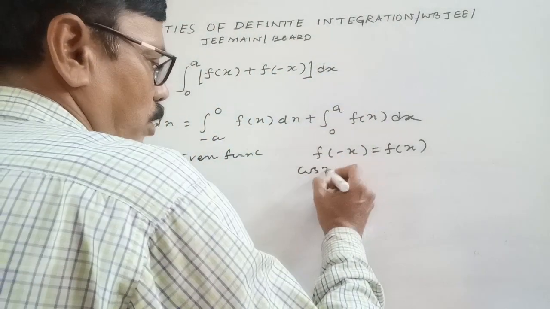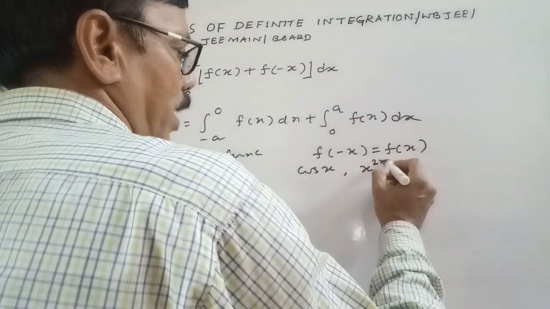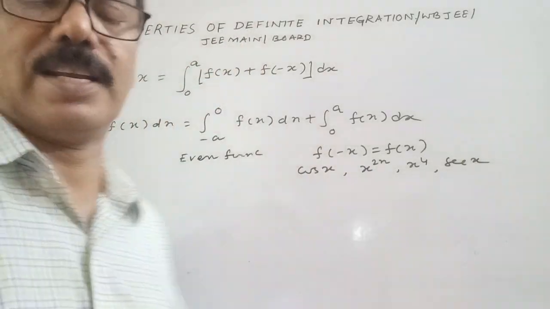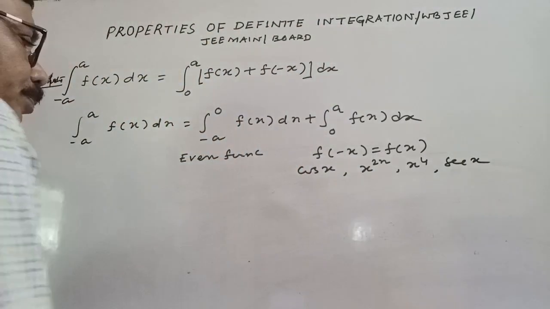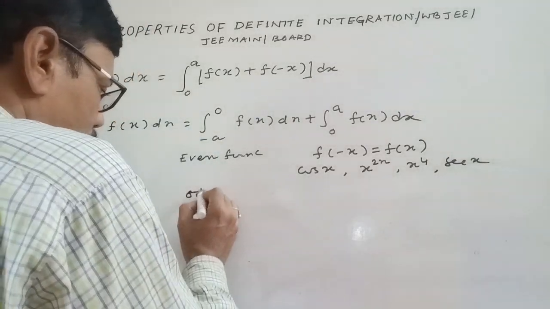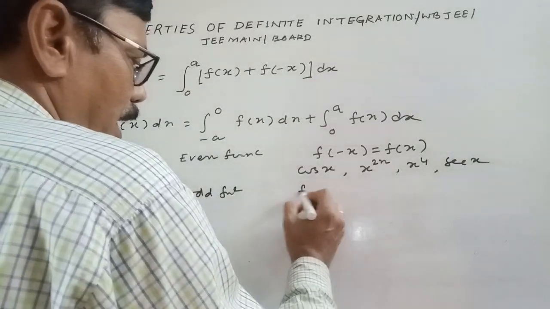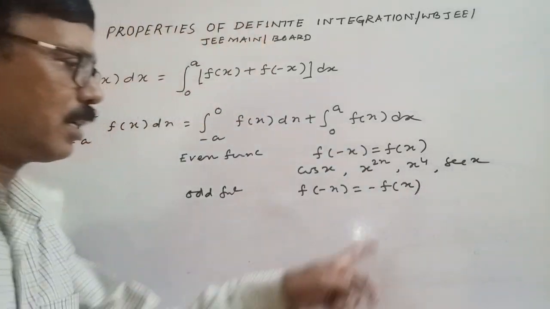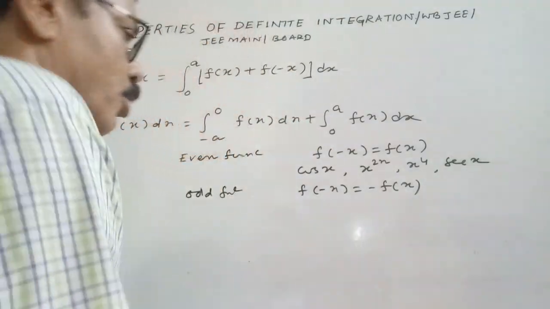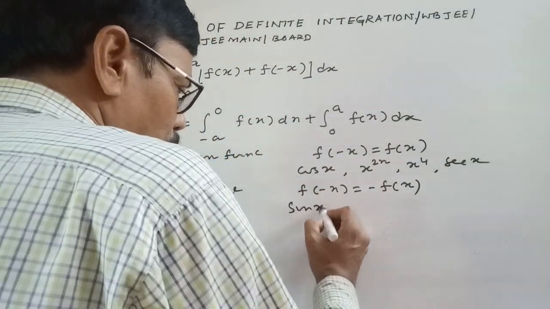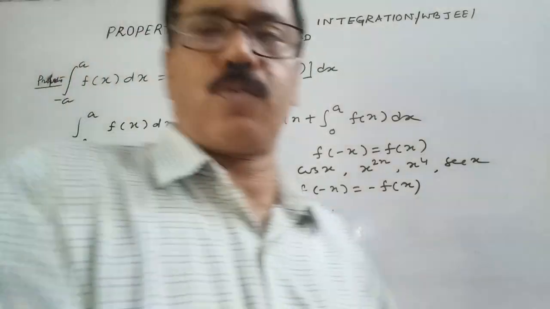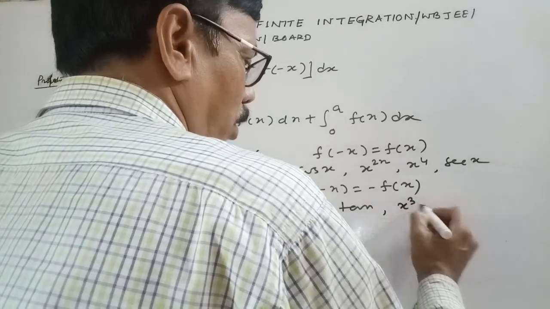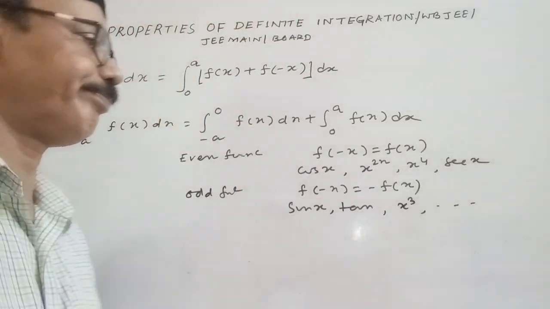So cos of x to the power 2n, even power, sec x, they are even functions. And what is odd function? Odd function is f(minus x) equals to minus f(x), minus outwards. So what are the examples? All trigonometric functions except cos x and sec x. So sin x, tan x, odd power, x cube, and so on.